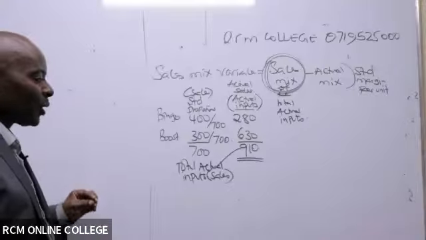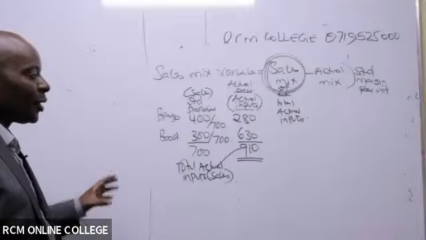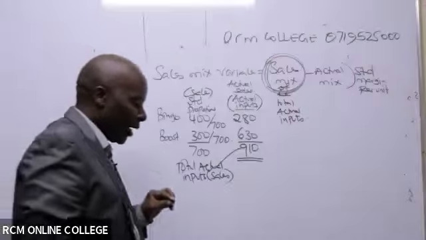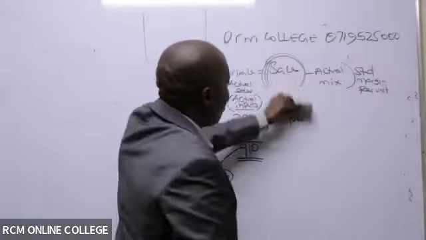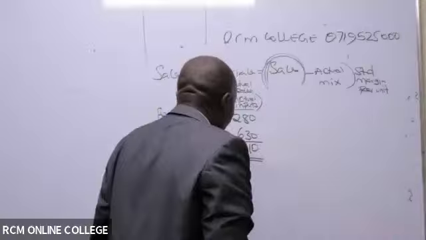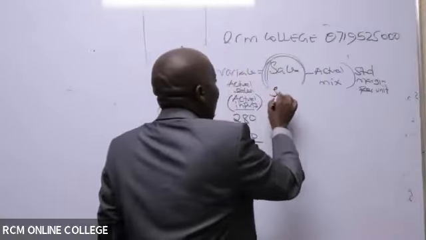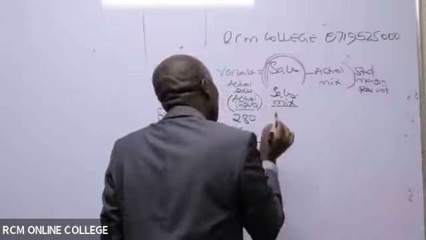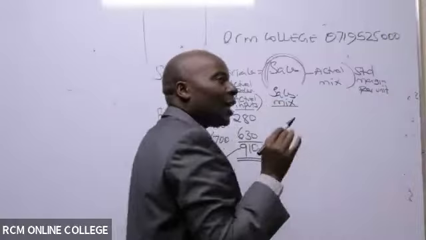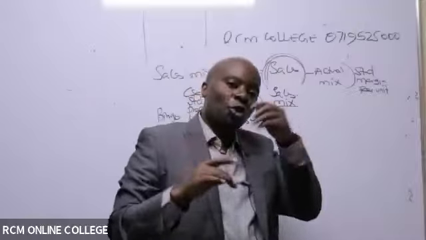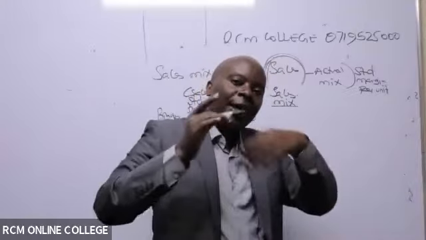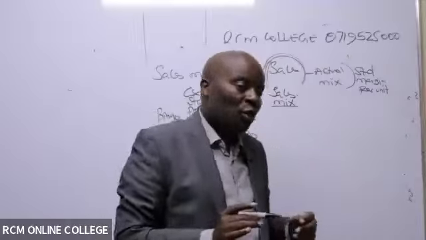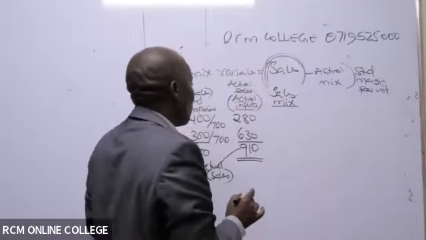Total actual sales is 910. Then I'll talk about another column where I give my examiner the sales mix. Remember this sales mix, how do I get it? It is the sales mix of the total actual sales, so I need to use the proportions that we have here.